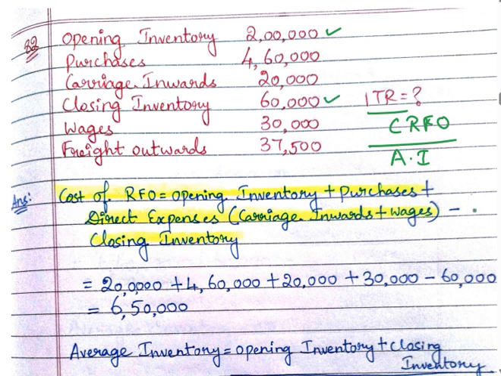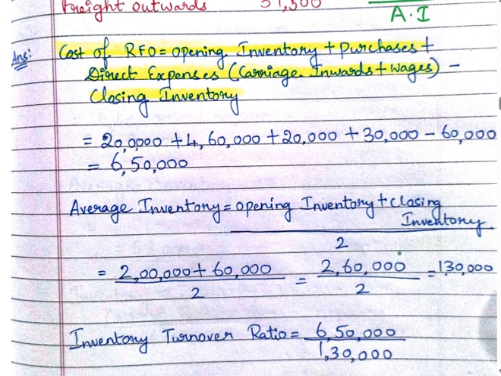So you can find the value of average inventory first. See, average inventory is equal to opening inventory plus closing inventory, divided by 2. Lakh and 60,000 is directly given in the question. Just substitute and you get 1 lakh 30,000. So we have calculated average inventory.